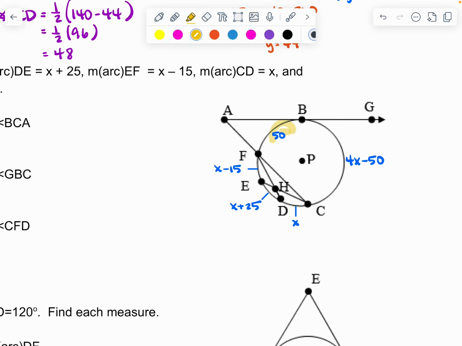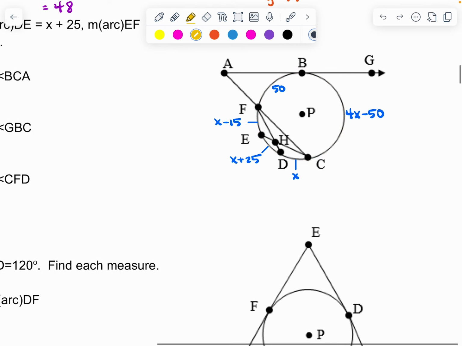And I'm hoping you notice that we are given an algebraic expression for every single arc that makes up this circle, just like on the previous problem. So we should definitely be able to add up all these arcs, and their measures have to add up to 360 degrees, right? So that is definitely going to be step number 1.